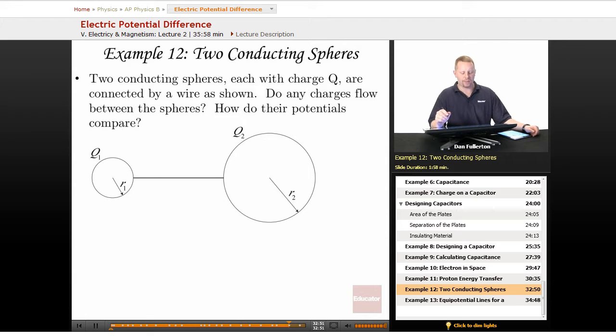All right, let's take a look at a problem with two conducting spheres. These two conducting spheres, each with charge Q, are connected by a wire as shown. Do any charges flow between the spheres, and how do their potentials compare?